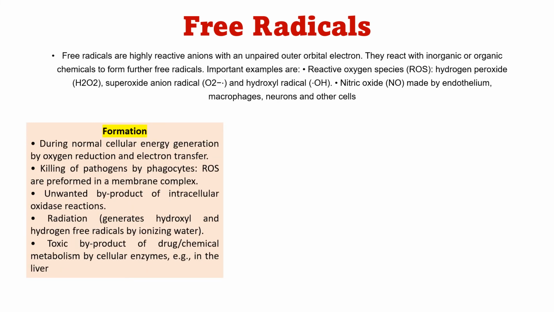Formation of free radicals. During normal cellular energy generation by oxygen reduction and electron transfer; killing of pathogens by phagocytes, where ROS are formed in the membrane complex, an unwanted byproduct of intracellular oxidase reactions; radiation, for example, generating hydroxyl and hydrogen free radicals by ionizing water; and toxic byproducts of drug and chemical metabolism by cellular enzymes, for example in the liver. These are all the 4 or 5 ways where radicals will form in your body.